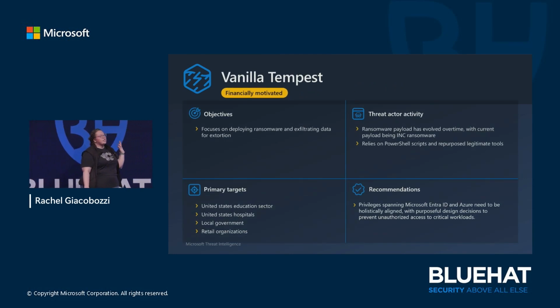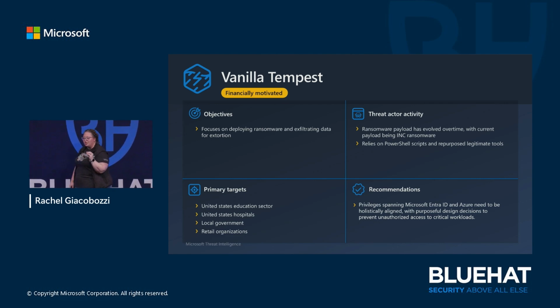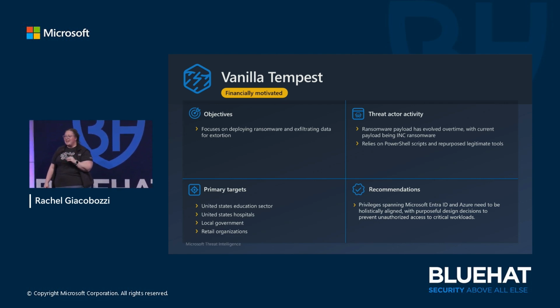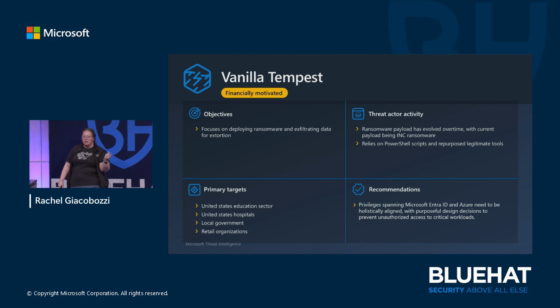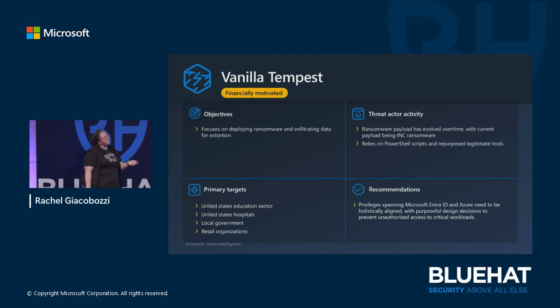Vanilla Tempest is another ransomware actor. They're known to deploy ransomware and conduct that double extortion, just like Octotempest. But they disproportionately target the US education sector, but we have seen them this year target US hospitals and local governments, as well as retail organizations.